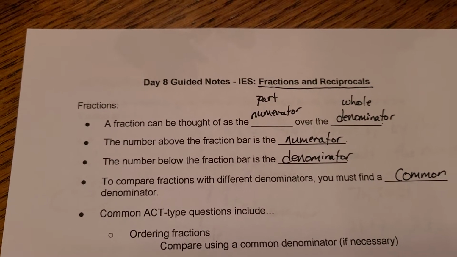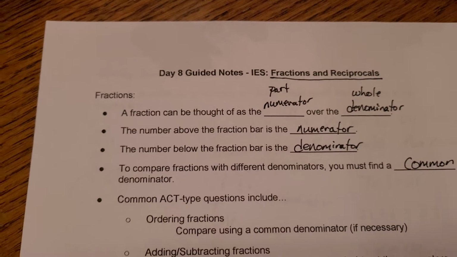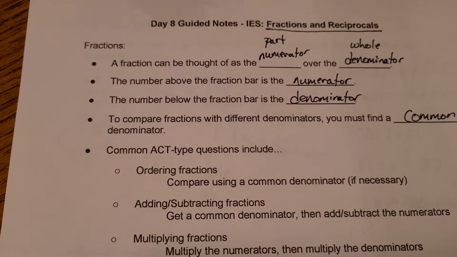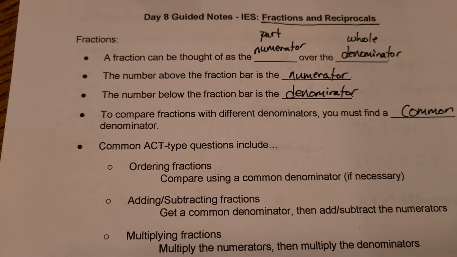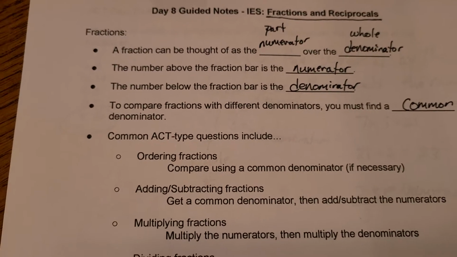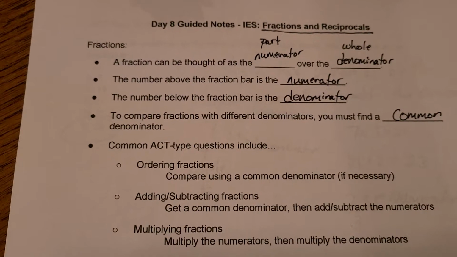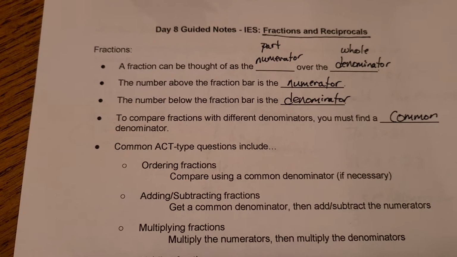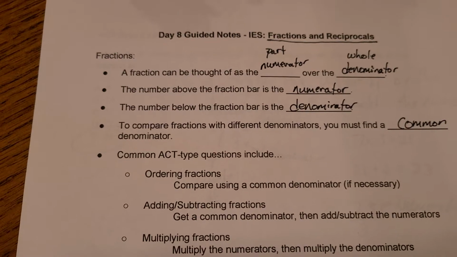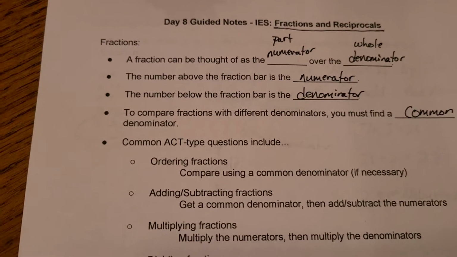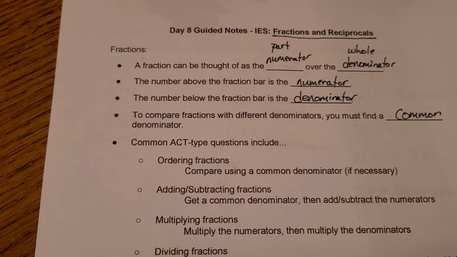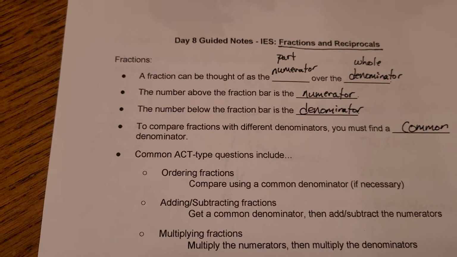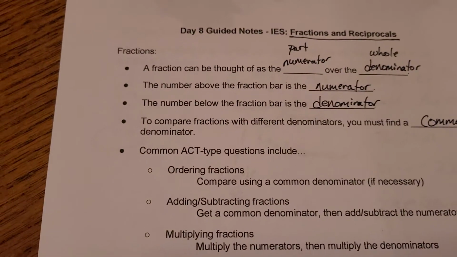In order to do that, you have to find a common denominator. You also have to find common denominators whenever you're adding or subtracting fractions. You have to get the denominators to be the same, and then whatever you multiplied the denominators by, you have to also multiply the numerator by so that you can add those things together. And then you just add straight across at the top. You don't change the denominator once you've found that common denominator.